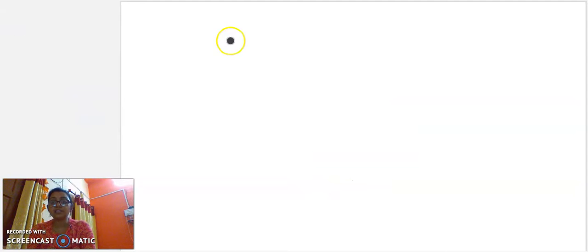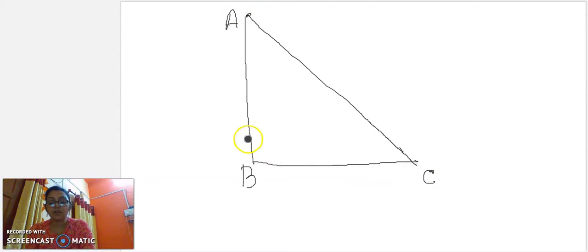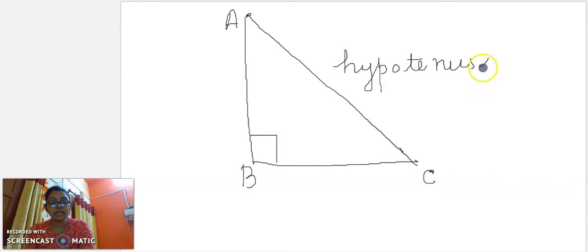So before we start to understand what is sine theta, let us draw our right-angled triangle in front of us. So you can see here, this is a right angled triangle whose vertices are A, B and C, with the right angle present at the point A. The side AC is called the hypotenuse. The side BC is called the base. The side AB is called the perpendicular.